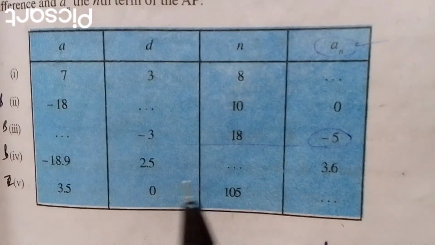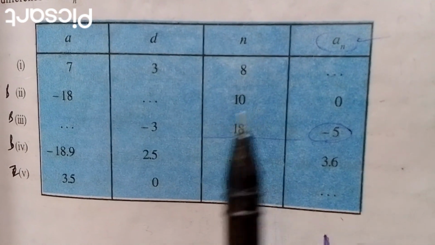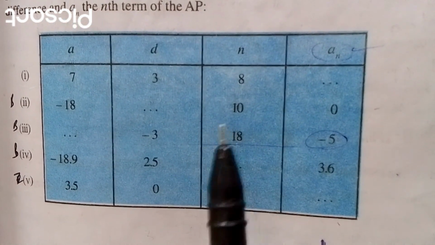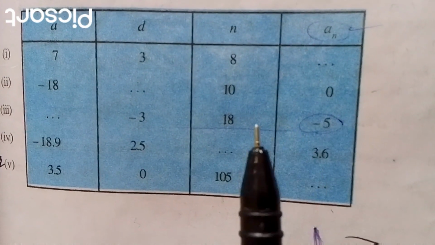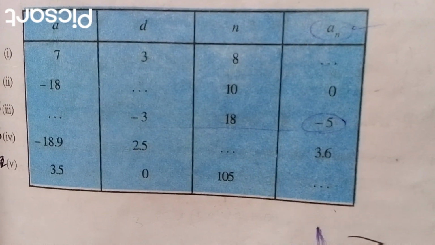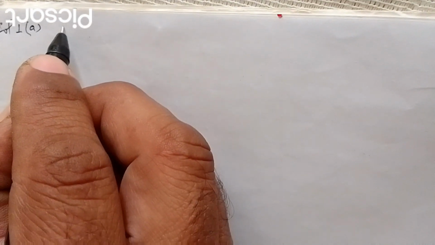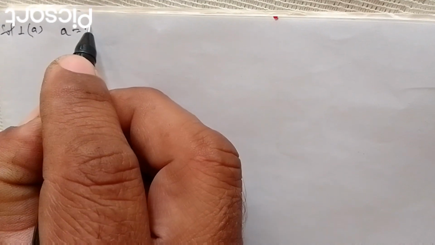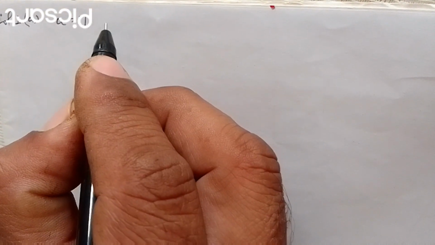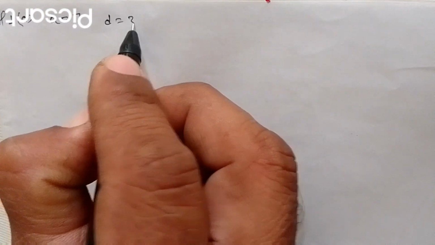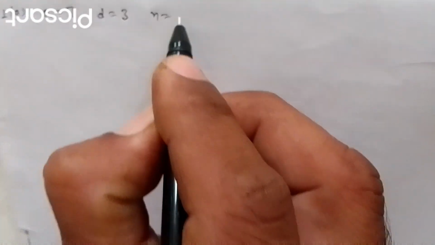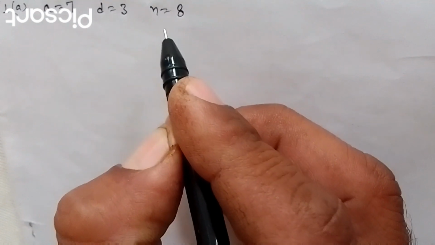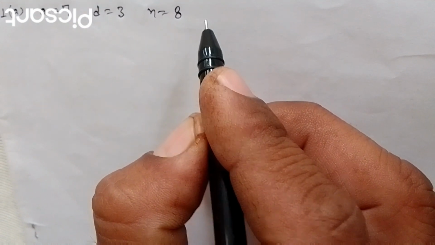So the solution. The main formula used to solve this question is an is equal to a plus n minus 1 d. So in the first part, a is equal to 7 given, d common difference 3 given, n number of terms 8 given, and we have to find an.